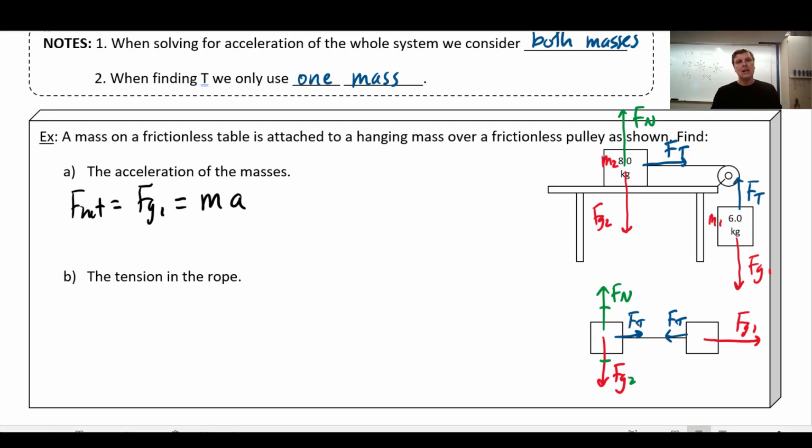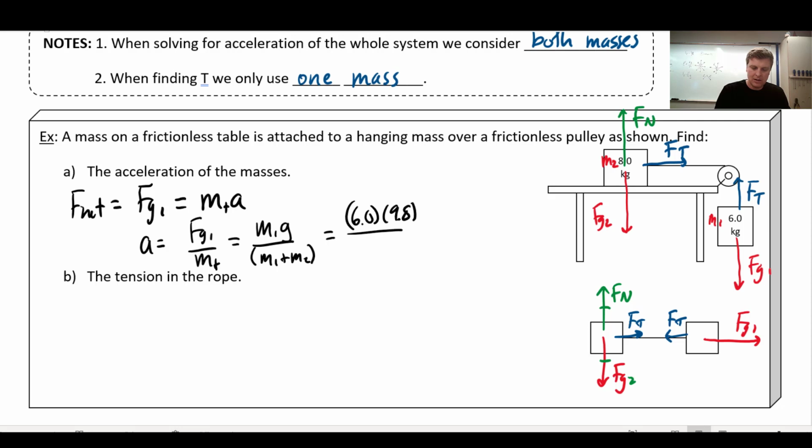But here's the important kicker, if I'm looking at the whole system, then this has to be the total mass here. And right away we can see that, no, the acceleration is not going to be free fall because the hanging weight that's pulling down has to accelerate not just itself, but also the mass sitting on the table. So the acceleration is going to equal FG1 divided by the total mass, which is M1G divided by M1 plus M2. So what do I have? I have 6 times 9.8 divided by 6 plus 8. Okay, and we can see that we get an acceleration of right around 4.2 meters per second squared.